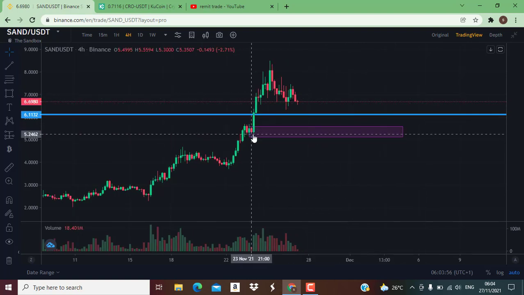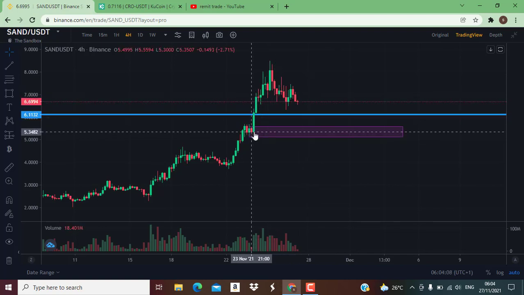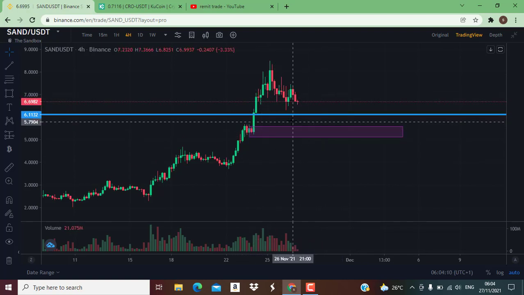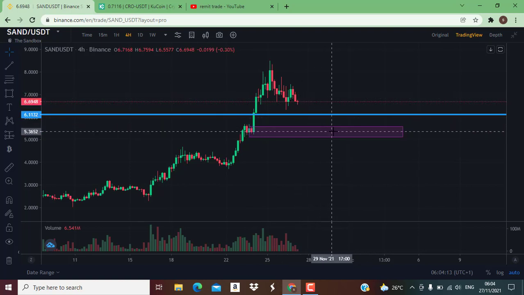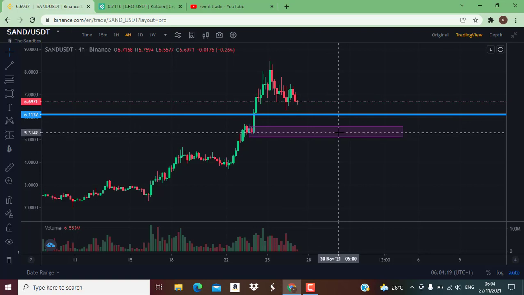Reason being that if you look at this level, the market moved drastically from here, so there are some buyers seated at this level and they will move the price up when the market comes into this area. The first point is this point, and then the second one is this very area.